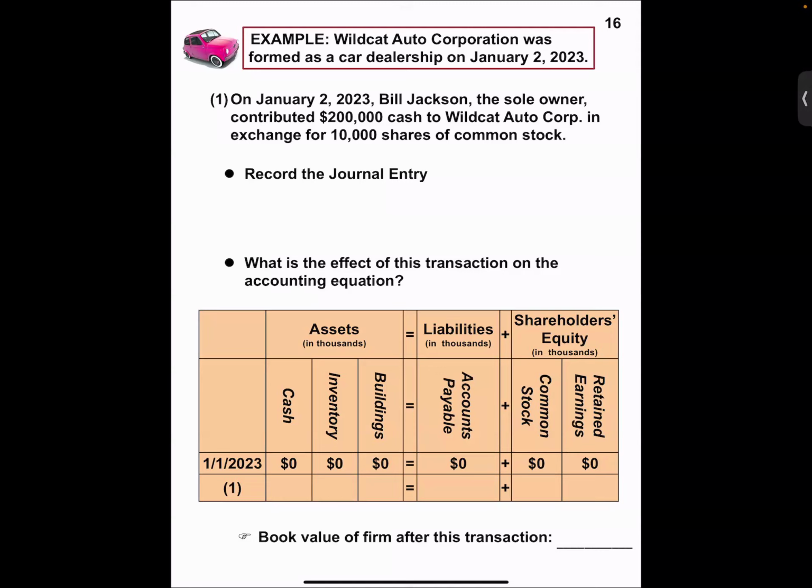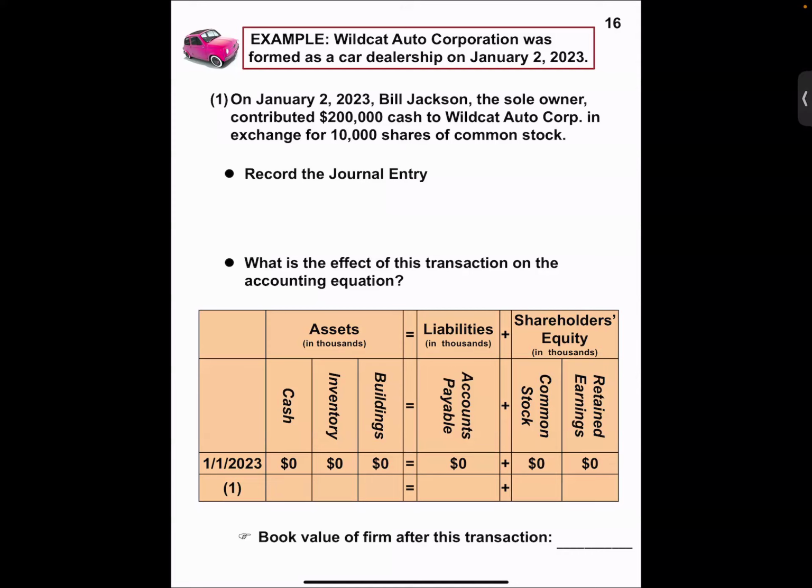All right. So the first thing is to think about what is the nature of this transaction. Right? So Bill is giving $200,000 cash to the business. The business now has $200,000 cash. And in exchange for that, Bill now has 10,000 shares to represent his ownership stake in Wildcat Auto. So that's what happened in terms of the transaction.